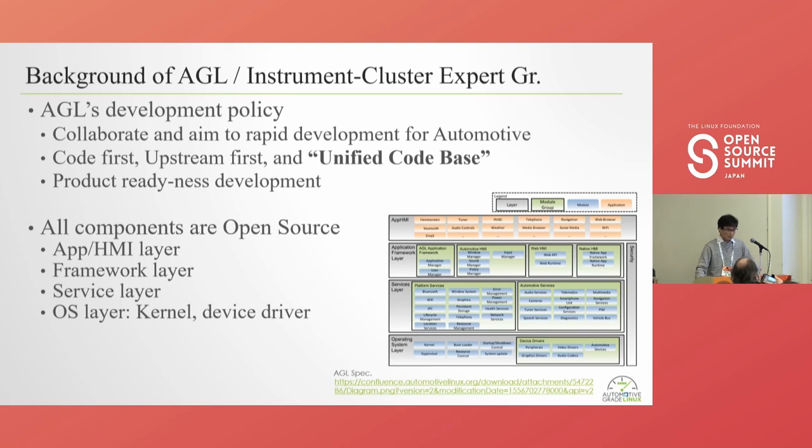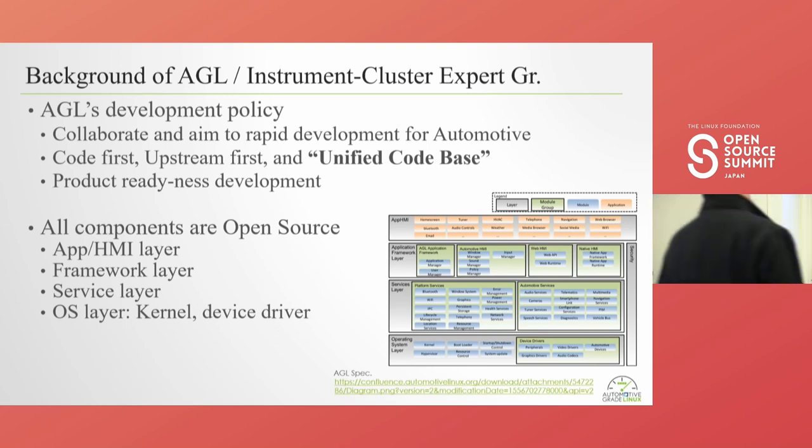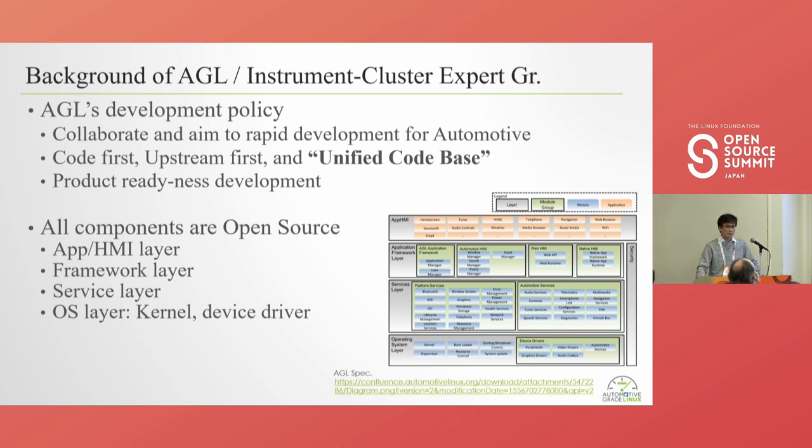So this is the AGL development policy. AGL members collaborate and aim for rapid development of automotive software. The policy is code fast, upstream fast, and a unified code base. Unified code means that we bring together all the software from open source. It means reusing it to create the product, not only creating our own new software. The final target is the product, so we aim for product readiness and development.